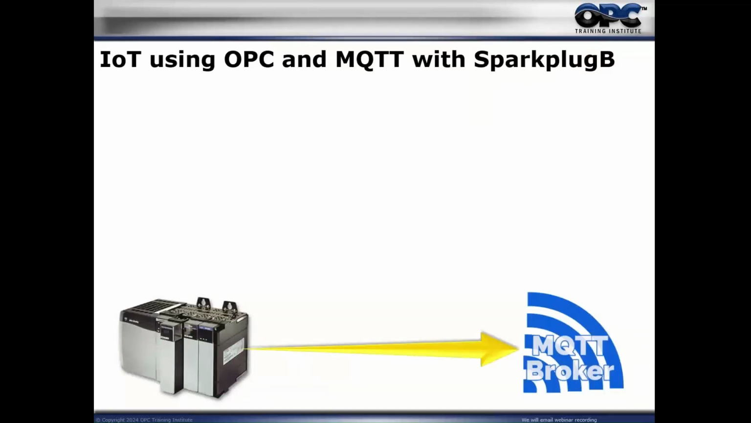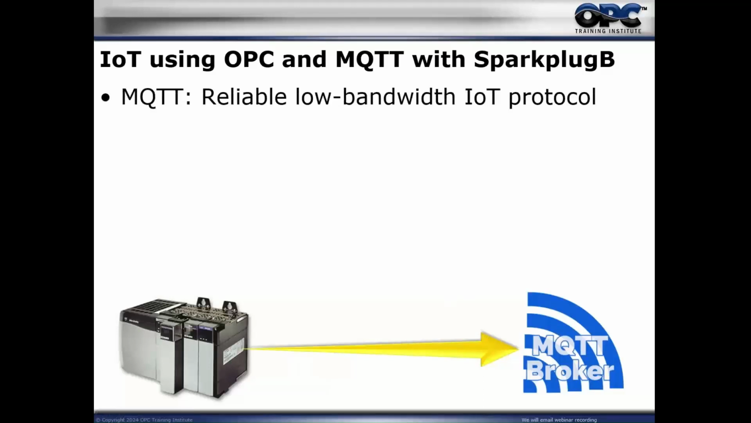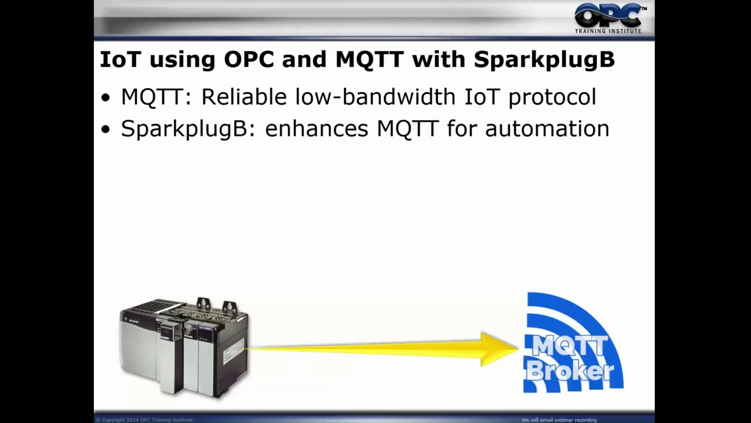So what are we talking about here? We've got information in controllers. How exactly do we get them out to MQTT? Well, MQTT provides us a very reliable and low bandwidth IoT protocol. IoT, Internet of Things. So it's a very reliable and very low bandwidth protocol, which is why it's used very widely in our industry. Now, SparkplugB very specifically is used to apply MQTT to automation.